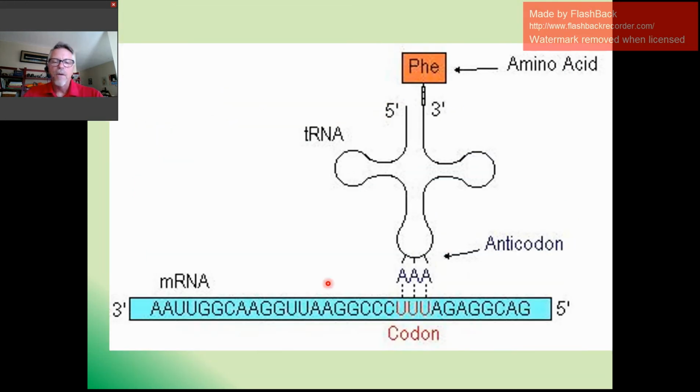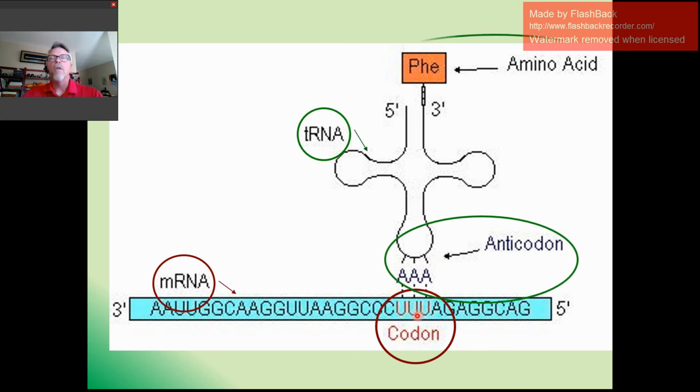All right. So this little cartoon is to help us try to get some understanding around that. Here's our messenger RNA. This is the copy of the recipe that came from the DNA inside the nucleus. And so that's our mRNA. The way you read a messenger RNA is to read three nucleotides at a time. That's what makes up a codon.